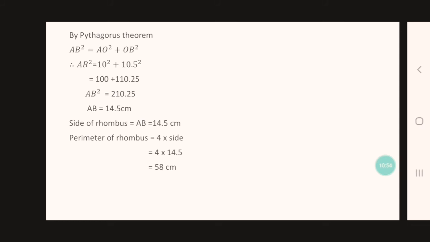All four sides are equal. So it is 4 into side. So that is equal to 4 into 14.5, that is equal to 58 centimeter. So length of the side is 14.5 centimeter and perimeter of rhombus is 58 centimeter.